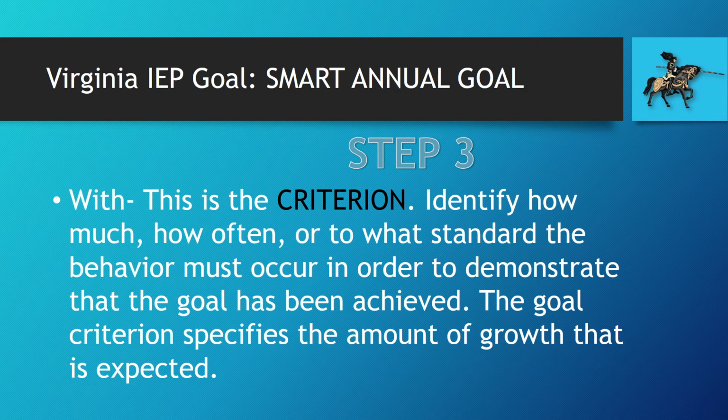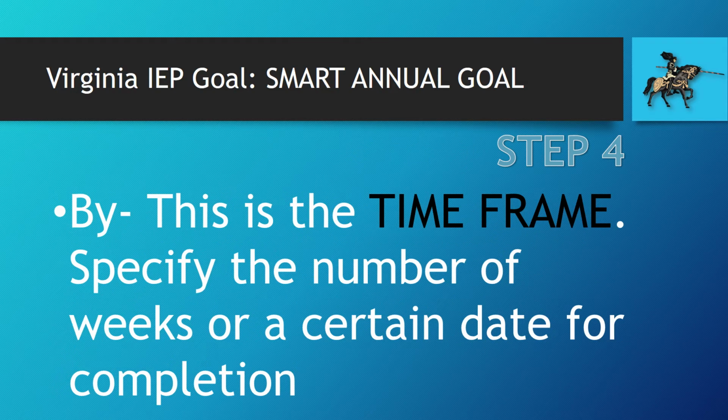Step 3, with. This is the criteria. Identify how much, how often, or to what standard the behavior must occur in order to demonstrate that the goal has been achieved. The goal criterion specifies the amount of growth that is expected. Step 4, by. This is the time frame. Specify the number of weeks or a certain date for completion.